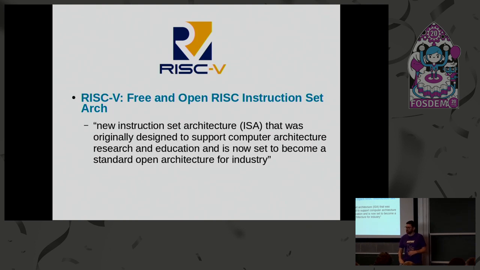So if we want to make an open source chip, we need to have an open source instruction set. So RISC-V, I think it's about 10 years ago now, was started by a group at Berkeley that was doing computer architecture research. So RISC-V is a free and open instruction set. I believe the standard is licensed under Creative Commons. So anyone can take that instruction set and implement it.